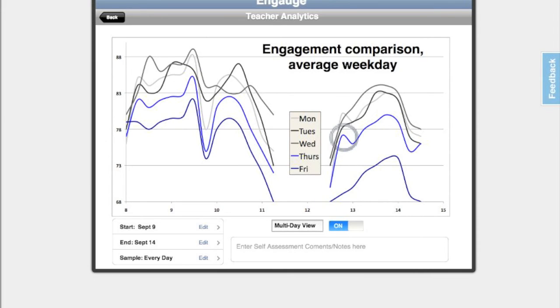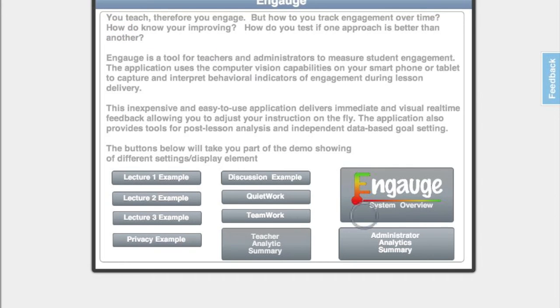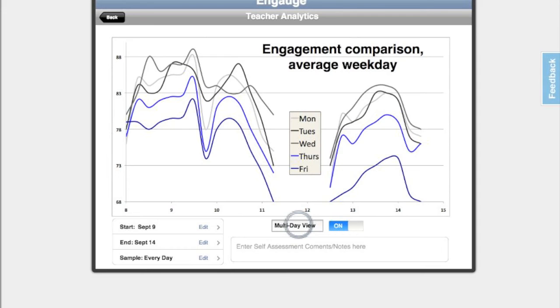Obviously, there's some break after lunch. It takes a little while to get started. Maybe we need to do something to get them back on track faster. And then I can see across days what I'm doing. And this will be configurable so you can change timing and multi-day views. Or I could look at a blow-up of a particular day, go look at the individual days.